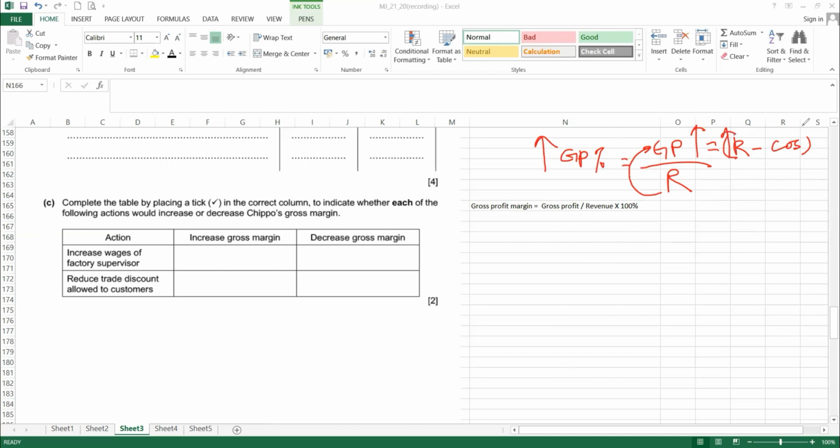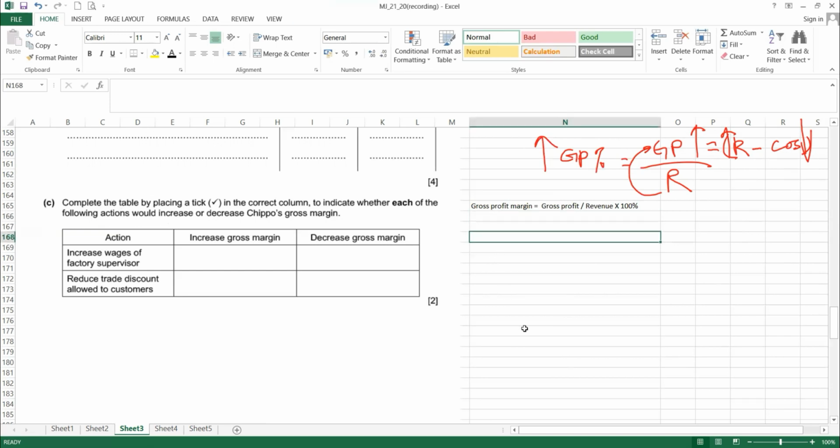What is to be decreased? Cost of sales is to be decreased. The components in the cost of sales have to decrease. Revenue has to increase. Then only can gross profit margin increase. Okay, now look into this question: increase wages of factory supervisor. So we talk about this one first.